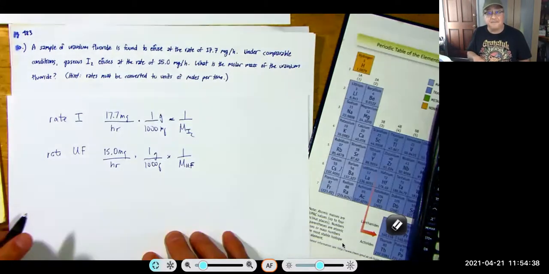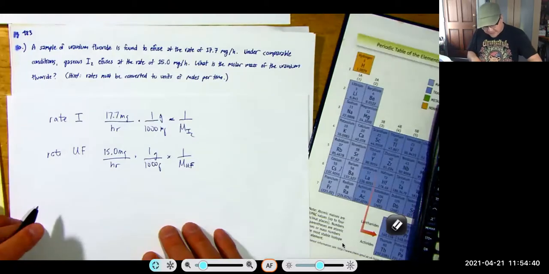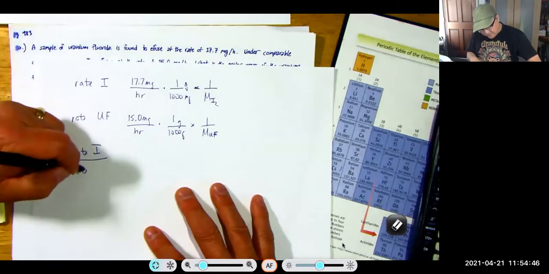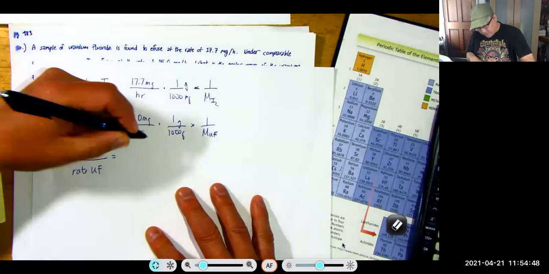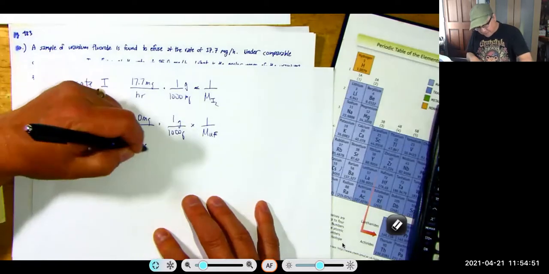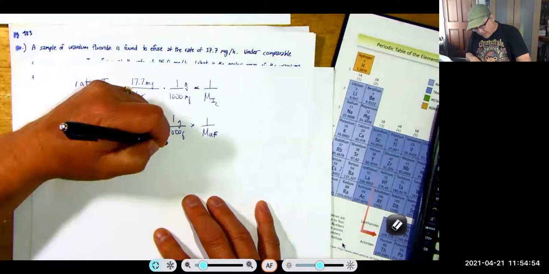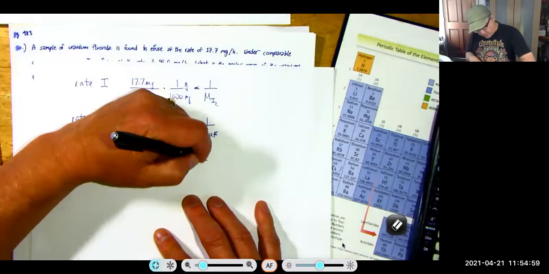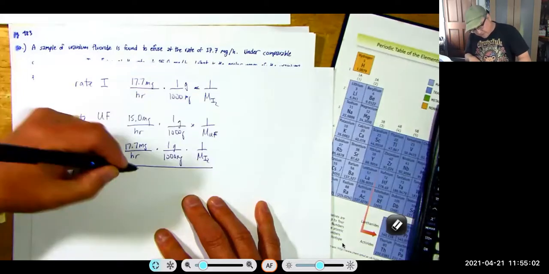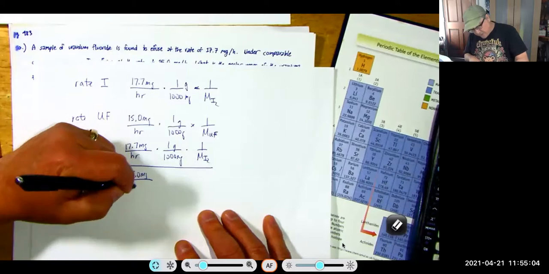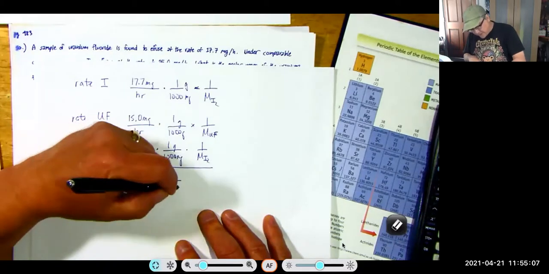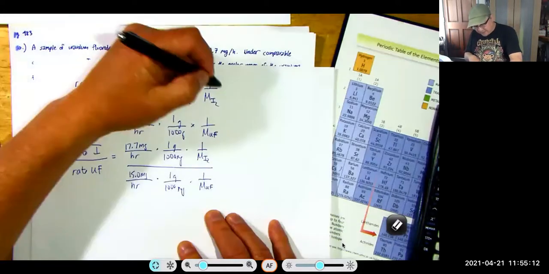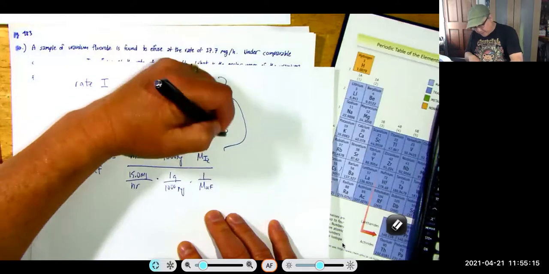Fair enough? So that means we can say that the rate of I2 over the rate of UF is 17.7 milligrams per hour times 1 gram over 1,000 milligrams times 1 over the molar mass of I2, over 15.0 milligrams per hour times 1 gram per 1,000 milligrams times 1 over the molar mass of UF. So I've basically taken this and put it here. And I've taken this and put it here.